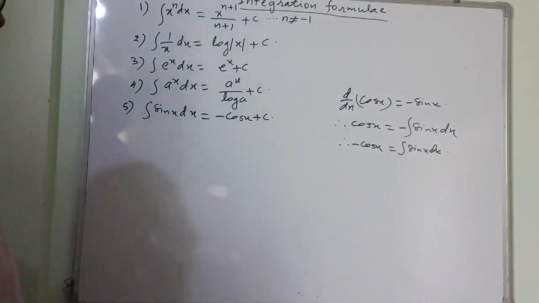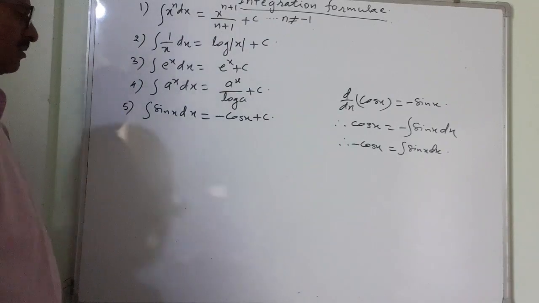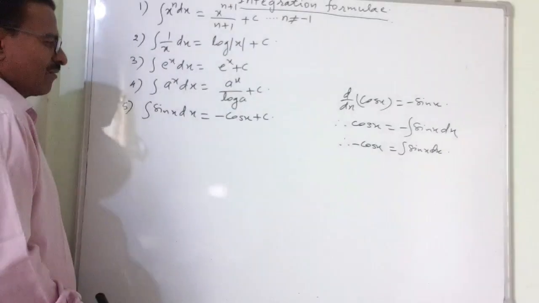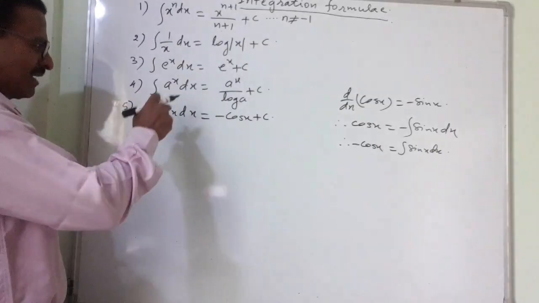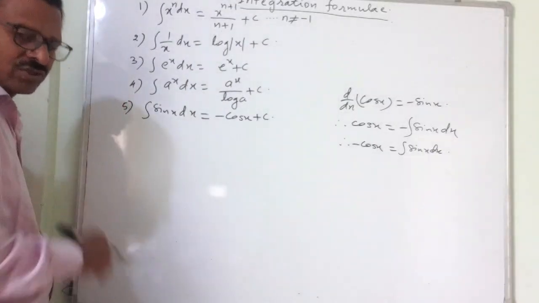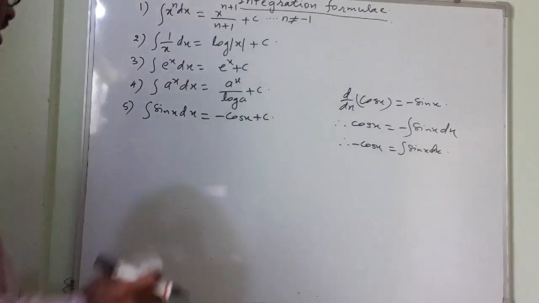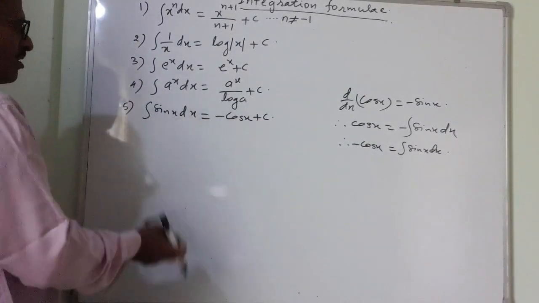So how to remember this? Of what, that is, whose derivative is sin x. Whose derivative is sin x, that we have to search. Whose derivative is sin x: minus cos x.